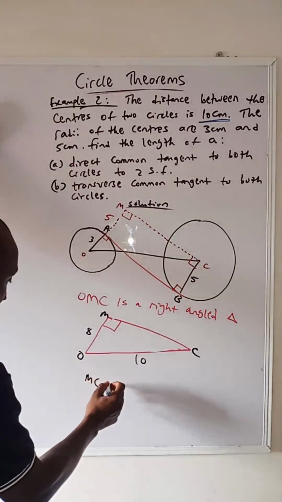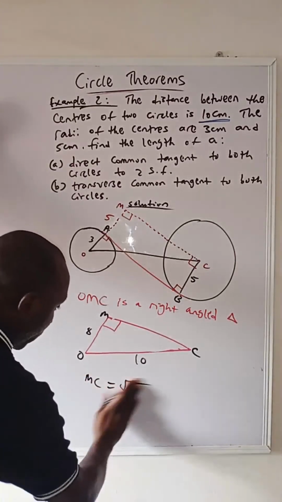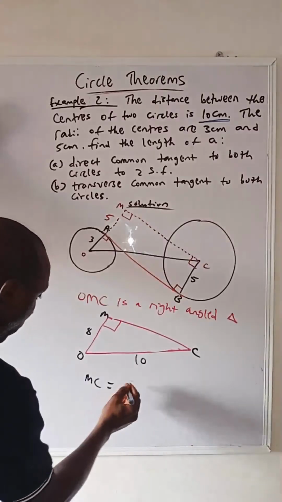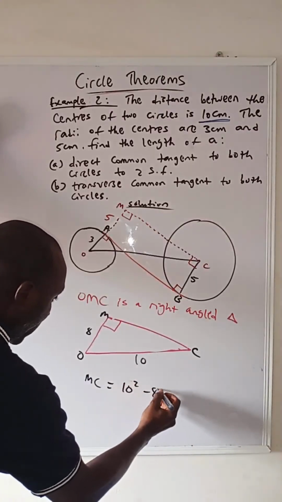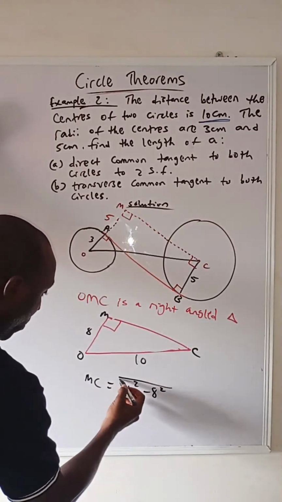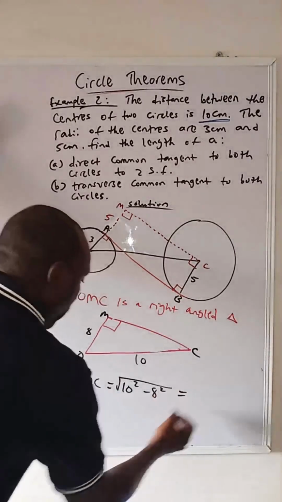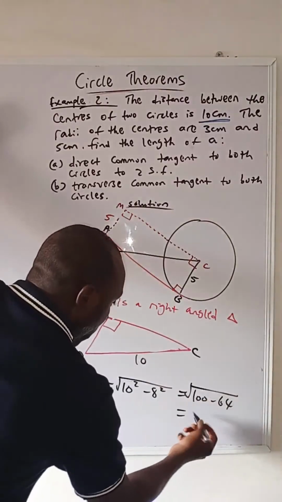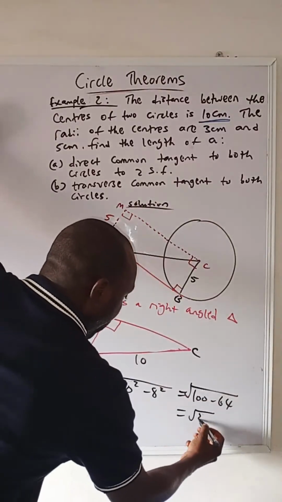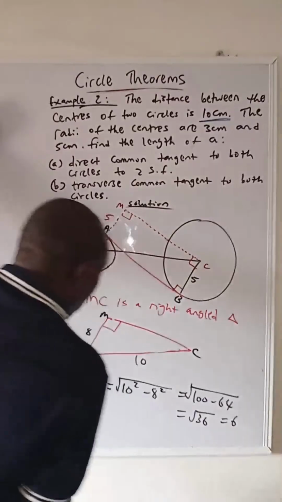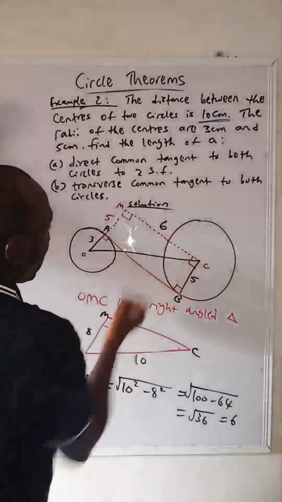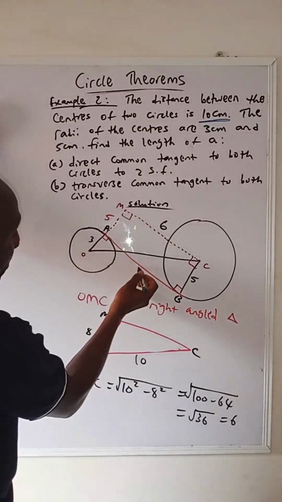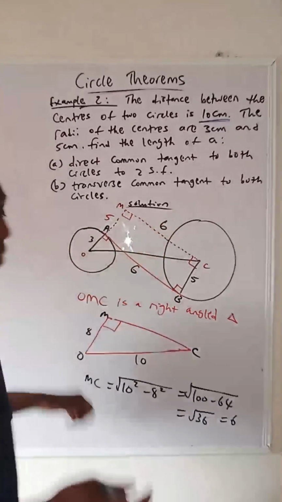So to get MC, that would be the square root of 10 squared minus 8 squared. That's 100 minus 64, right? This is 36, which is 6. So if MC is 6, it means AB will be 6 as well because they are opposite sides of a rectangle.